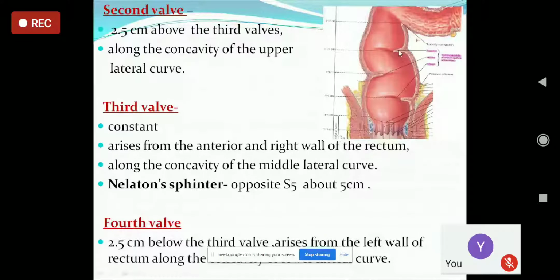Okay. So what is the importance of the Houston valve? It supports the weight of the feces. It prevents the passage of instruments from the anus, and it protects against injury to the third valve. Cannula for rectal washing is passed in the left lateral position. The patient is asked to lie in the left lateral position, and the cannula is passed for the rectal washing. Why? To avoid injury to the third valve. Okay.